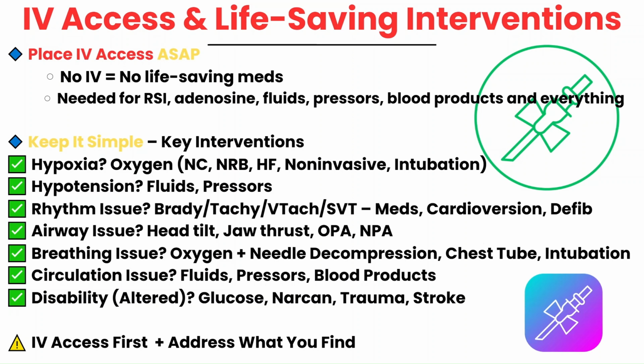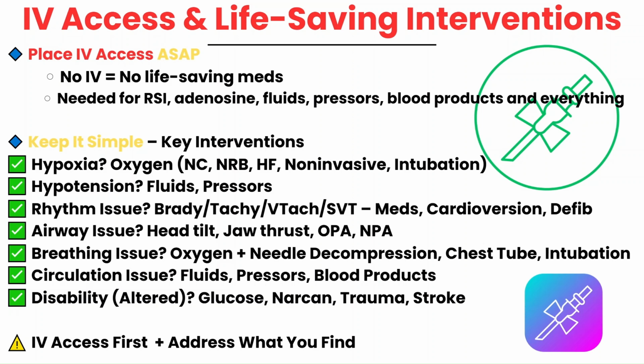While you're working on the IV, keep things simple in your head. What does this patient need? A quick action guide is, if they're hypoxic, provide oxygen. If they're hypotensive, IV fluids or vasopressors or blood products like we discussed. If it's a heart rate or rhythm issue, what meds does this patient need? Do they need cardioversion? Do they need defibrillation? If it's an airway issue, head tilt, jaw thrust, OPA, NPA.